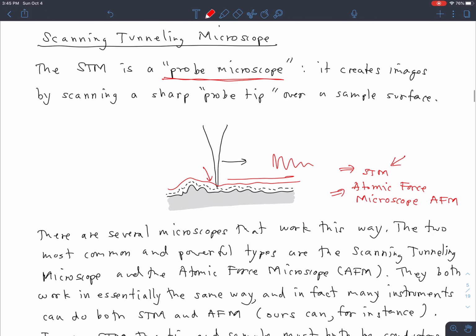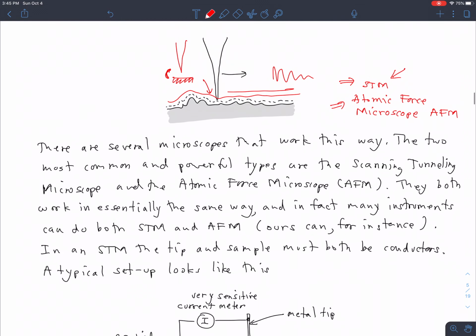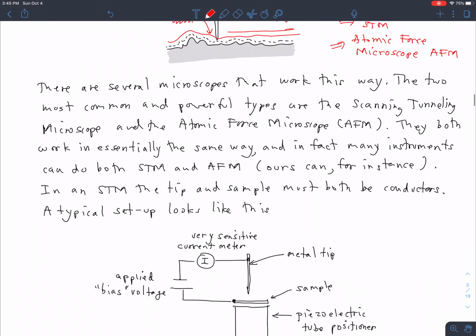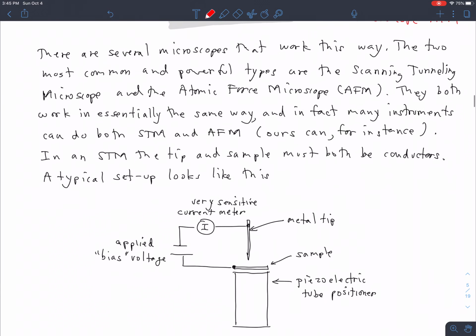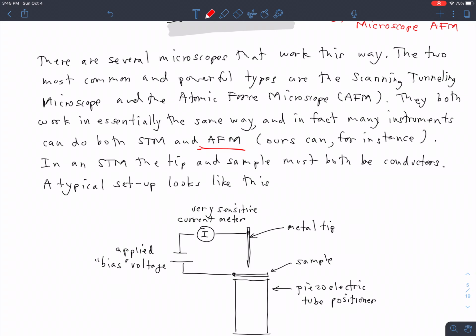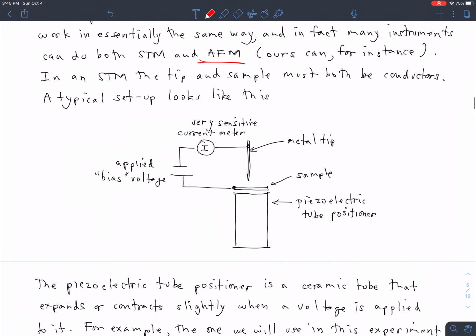Basically, anytime you can make a probe tip that can somehow sense the presence of the sample surface, you can use that sensitive interaction to create a probe microscope of one kind or another. There's probably a couple dozen different kinds of probe microscopes out there, but STM and AFM are the two most common kind. I won't talk more about AFM for now. If people are interested, I can talk about it in detail.